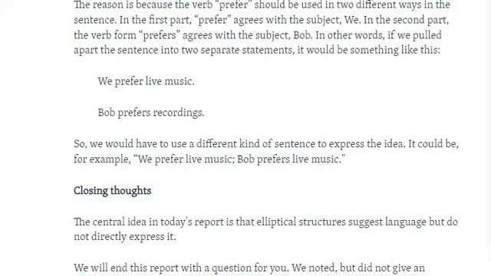In other words, if we pulled apart the sentence into two separate statements, it would be something like this. We prefer live music. Bob prefers recordings. So, we would have to use a different kind of sentence to express this idea. It could be, for example, we prefer live music, Bob prefers recordings. The central idea in today's report is that elliptical structures suggest language but do not directly express it.